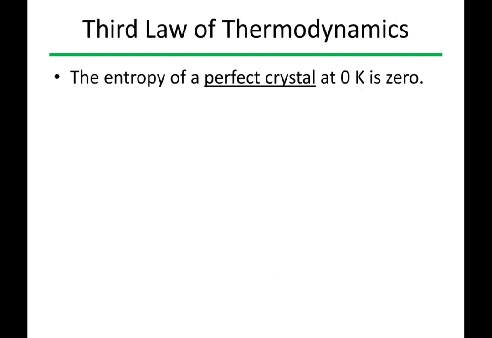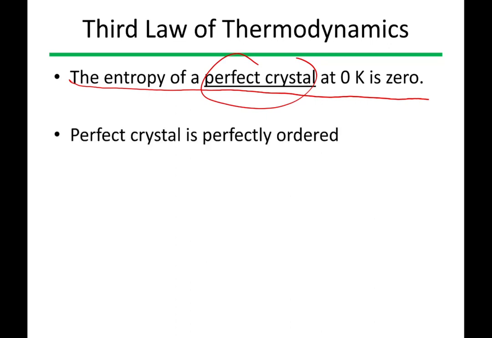Well, this is the third law of thermodynamics, and this is just a definition that the entropy of a perfect crystal at 0 degrees Kelvin is equal to 0. So we can actually have something with no entropy, at least in theory. A perfect crystal is going to have perfect order, so everything will line up exactly. And at 0 degrees Kelvin, there'll be no movement of any sort of any of the particles in the crystal.